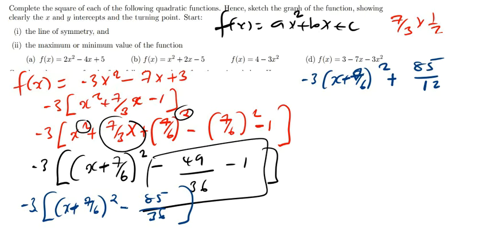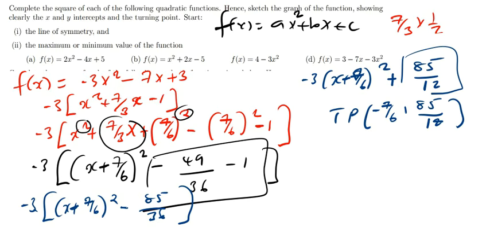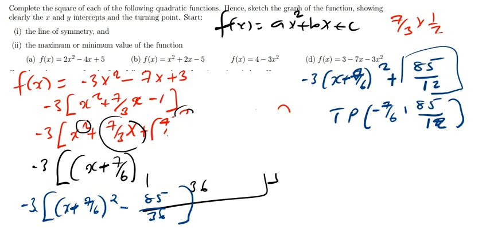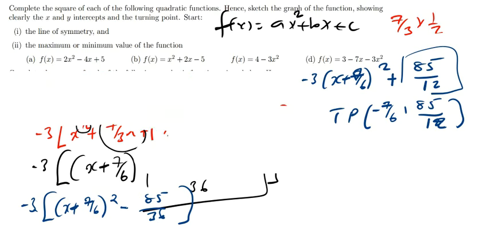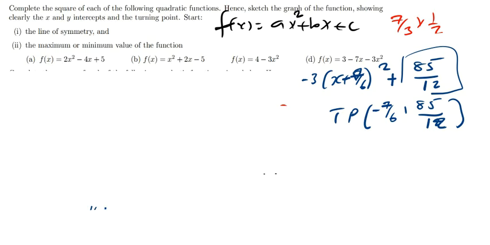They are not asking about the turning point, but the turning point is you get the opposite of the number in the brackets as your x, which is going to be negative 7 over 6, comma, this part as it is. You don't change the sign. That is the turning point. Now, how do you find the line of symmetry? For the line of symmetry, you get what is in the brackets only. That is x plus 7 over 6 is equal to 0, so x is equal to negative 7 over 6. This is what we call the line of symmetry.